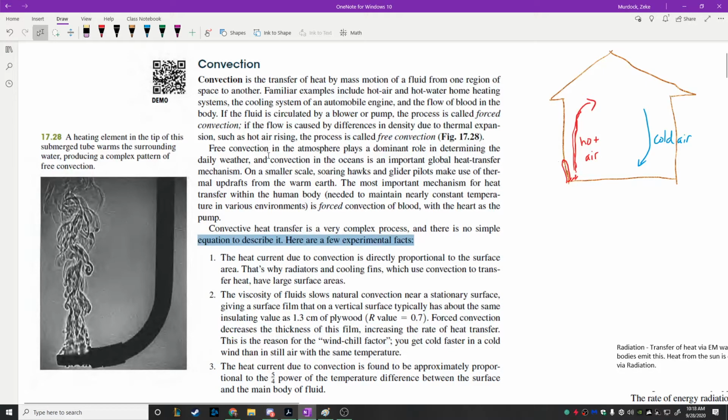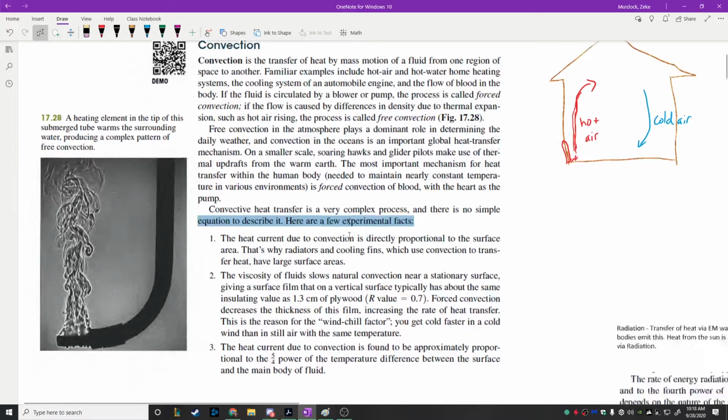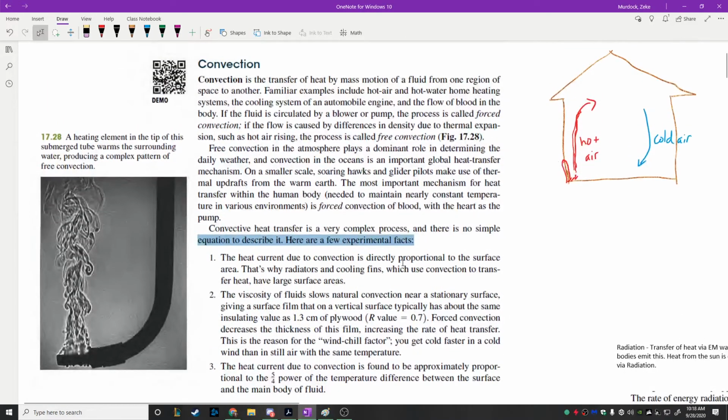Then they talk about some other things here. Free convection, the atmosphere plays a role in the daily weather. Convection in the oceans is an important global heat transfer mechanism, because you can have hot water and cold water transferring heat. On a smaller scale, soaring hawks and glider pilots make use of thermal updrafts to warm the earth. The most important mechanism for heat transfer within the body, needed to maintain nearly constant temperature in various environments, is forced convection of blood, with the heart as the pump. So we have this convection occurring in our bodies that keeps our bodies evenly warm.